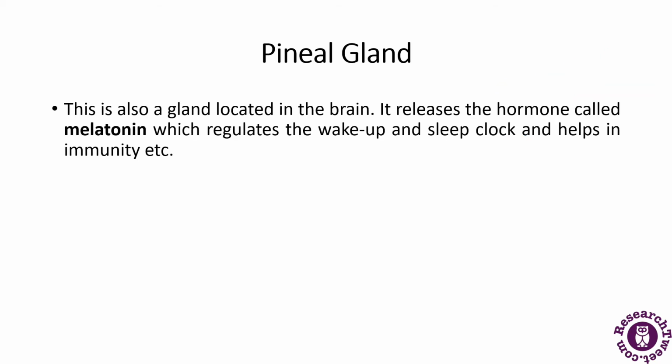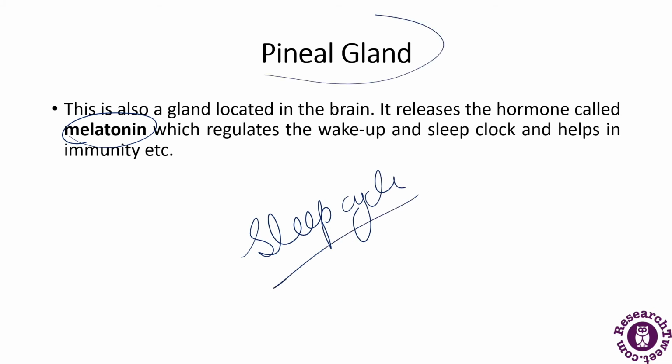Now comes the pineal gland. It makes a chemical called melatonin that helps your body get ready to go to sleep. This hormone regulates the wake and sleep clock and helps in immunity. In simple terms, we can say that it maintains the sleep cycle. So this is the pineal gland, which is located in the brain.